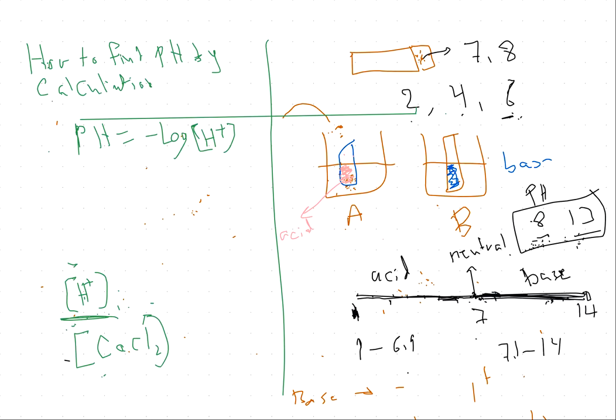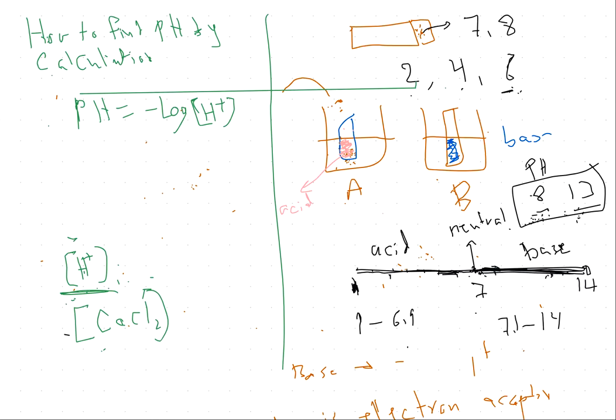It says CaCl2. Yeah, but I said in chemistry how to read it. I put it inside the brackets. We read it concentration of calcium chloride. You know what we mean by concentration? How to find the concentration? Is it like on the periodic table? No. Concentration equals number of moles over volume.